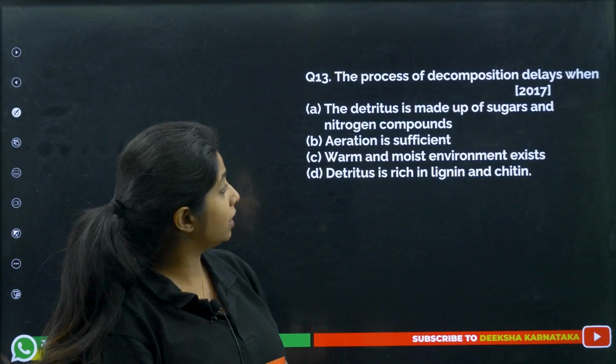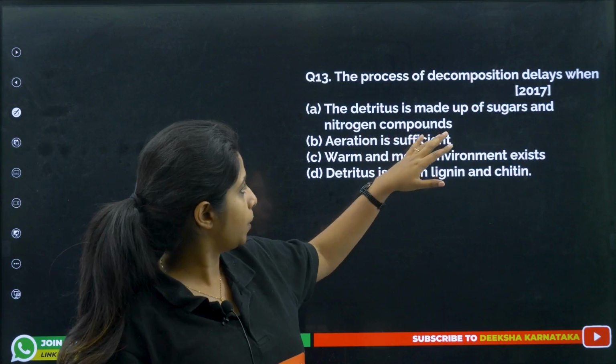So let's see what is something that could delay. The detritus is made up of sugar and nitrogen compounds. What do you mean by detritus?